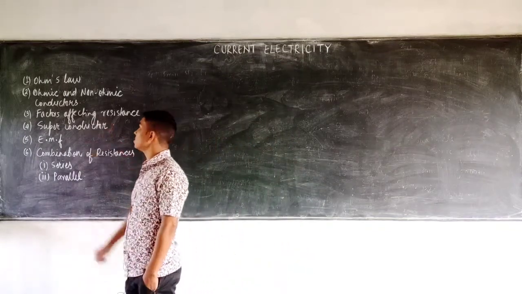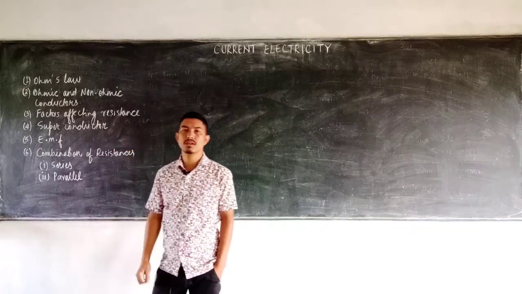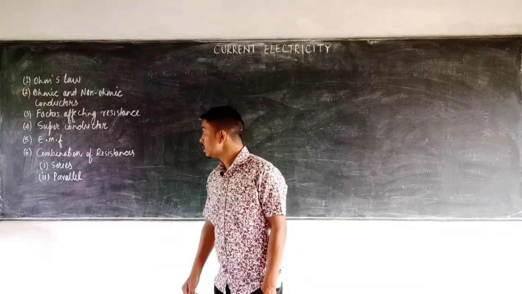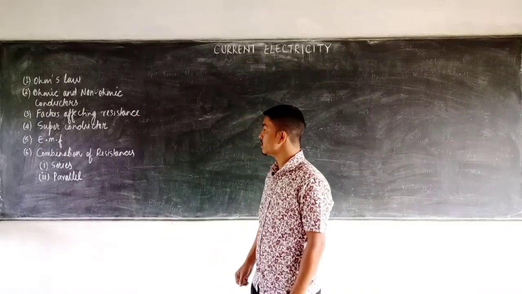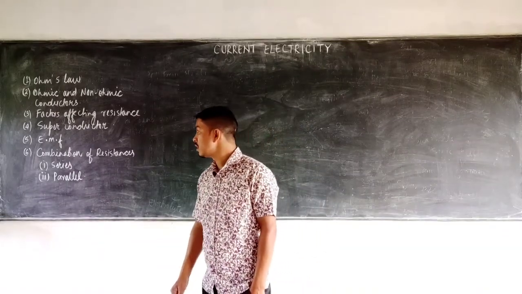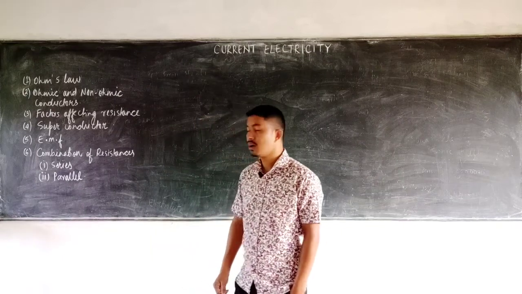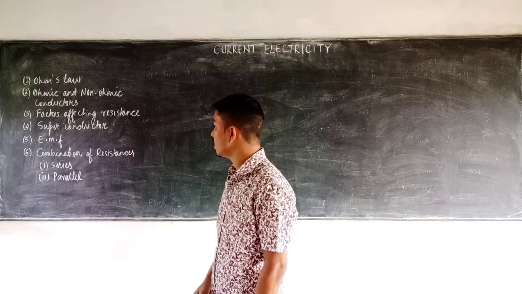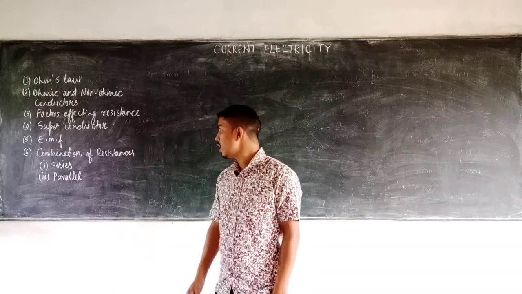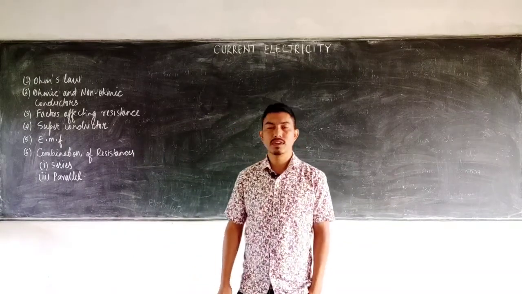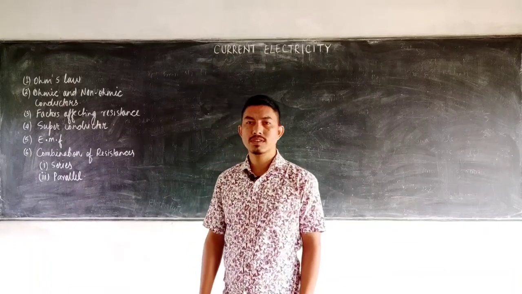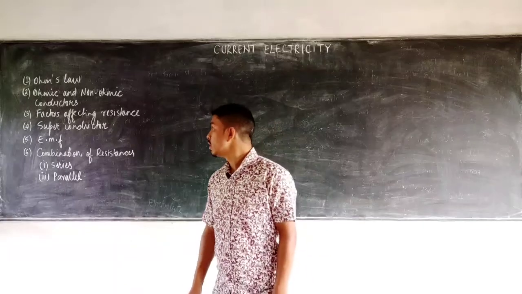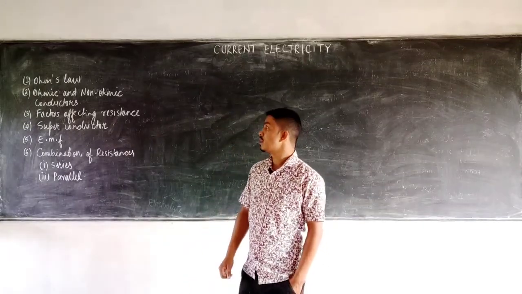First we will be discussing Ohm's law, then the ohmic conductor and the non-ohmic conductor. Third, we will discuss the factors that affect the resistance. Then we will also learn about the superconductor, a brief description about EMF, that is the electromotive force, and finally we will be learning how to find the equivalent resistance when different resistances are connected either in series or in parallel. So coming to the first topic, Ohm's law.